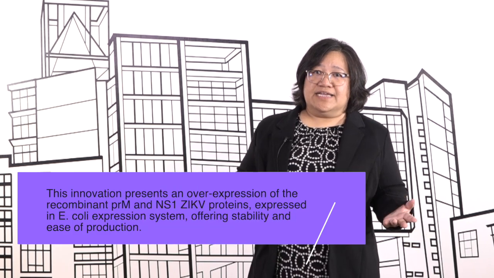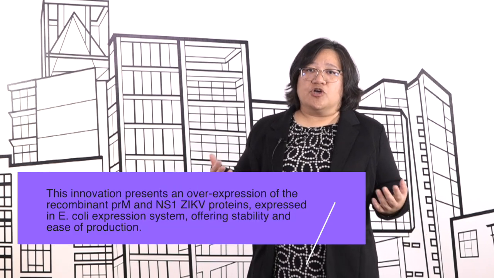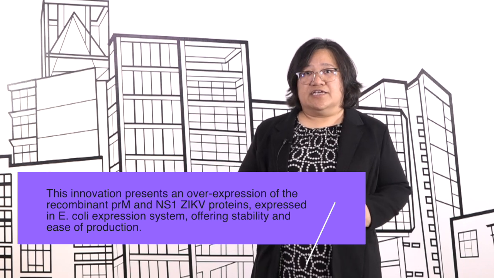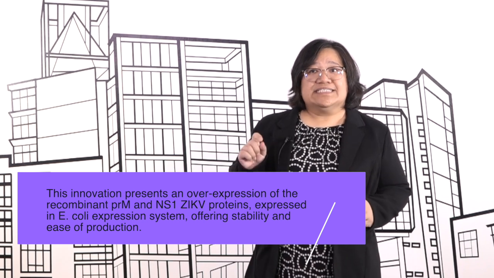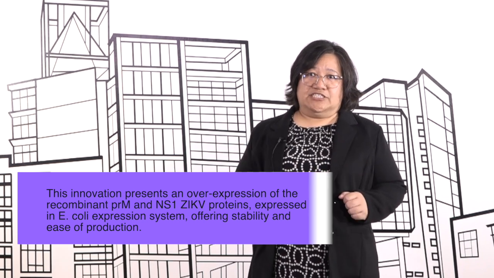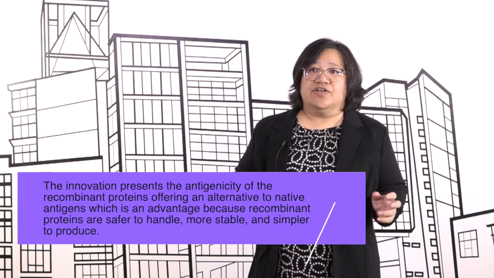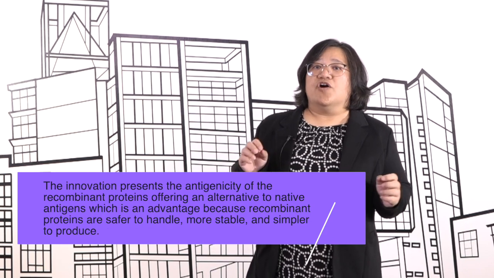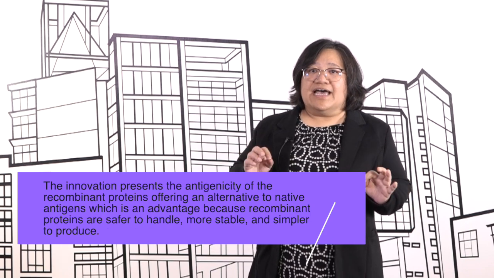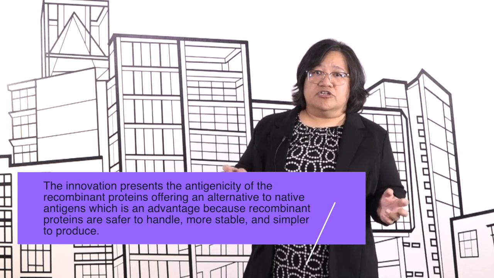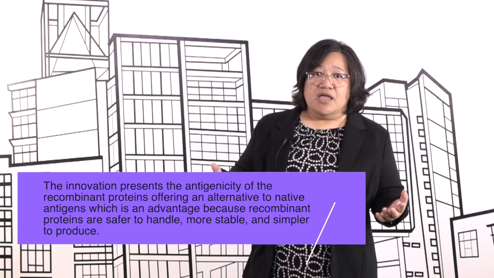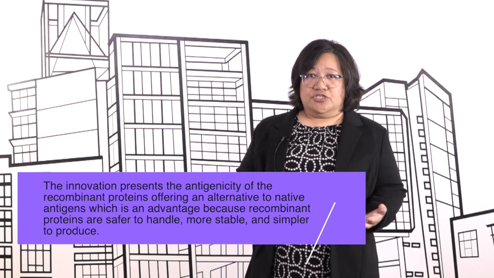So finally, to recap what I've been talking about for the past few minutes, this innovation presents an overexpression of the recombinant prM and NS1 Zika virus proteins expressed in E. coli expression system, offering stability and ease of production. Additionally, the innovation presents the antigenicity of the recombinant proteins, offering an alternative to native antigens, which is an advantage because recombinant proteins are safer to handle, more stable, and simpler to produce.